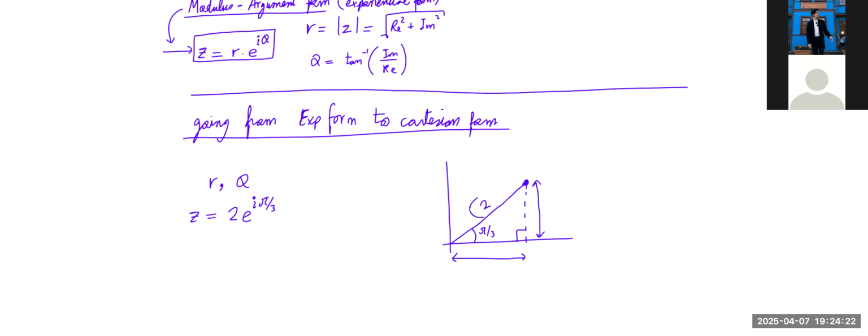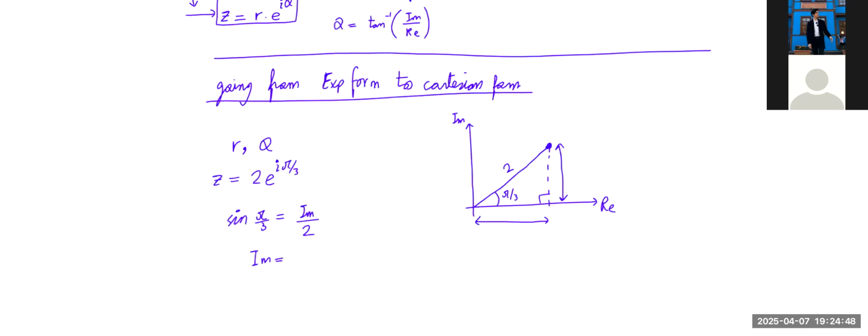You know two things about the right angle triangle, and you're trying to find the adjacent and the opposite sides. So how do you suggest I can find the adjacent side? Let's begin with that. I can use sine pi over 3 equals the imaginary part over 2. Exactly, which shows you that the imaginary part is simply 2 times sine pi over 3, which is, in a general sense, r times sine theta. So you can just do that directly.